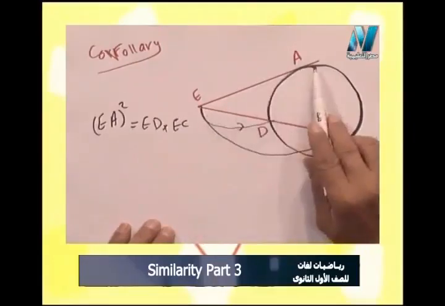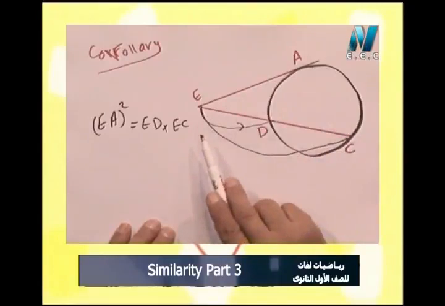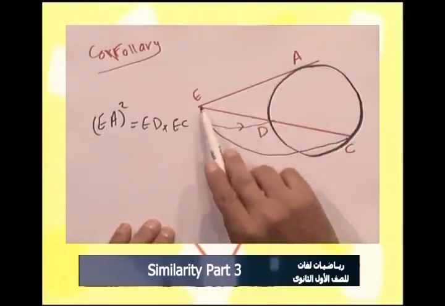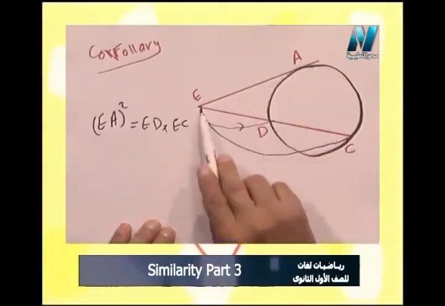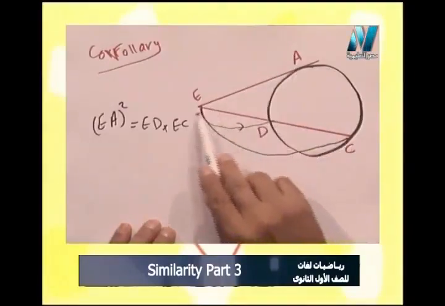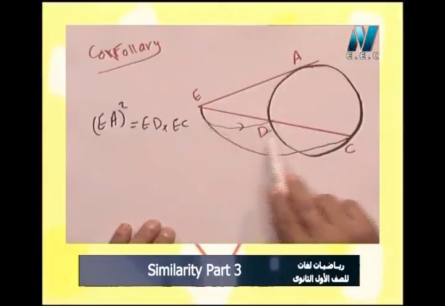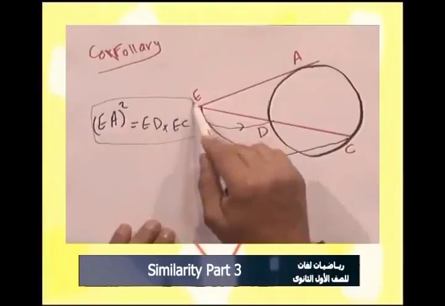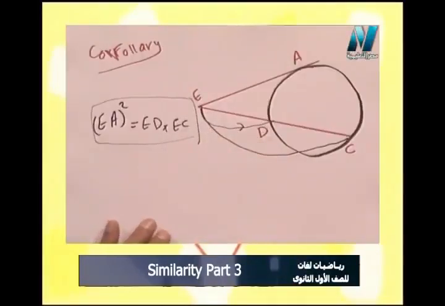If we have a tangent to a circle, we can find EA or any part of them by this relation. EA power 2 equals ED multiplied by EC. This is the relation. Okay, and we have a question on it here.